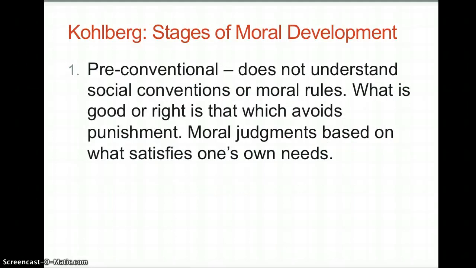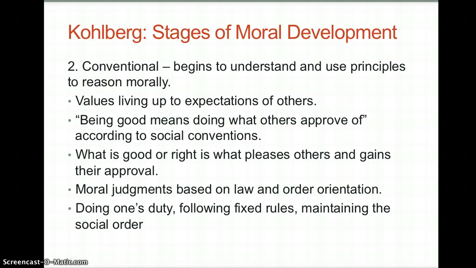And then we look at Kohlberg's stages of moral development. Kohlberg hypothesizes 3 stages. The pre-conventional stage is where a person doesn't understand social conventions. What is right or wrong is what avoids punishment. And moral judgments are based on what satisfies one's own needs. So really very egocentric.